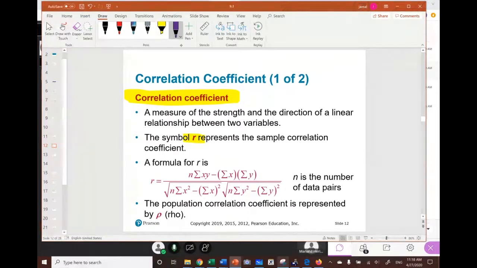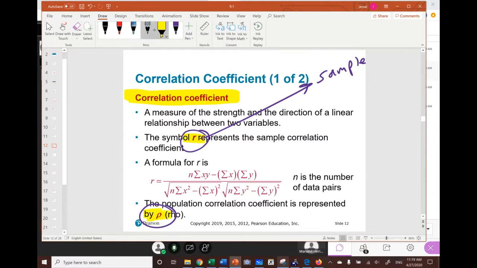Remember, if we are dealing with a sample, we call the coefficient of correlation R. If we are dealing with a population, we call that rho, R-H-O. Okay? So there are two ways, and let me just clear this in here. This is the rho here. It's called rho for a population.